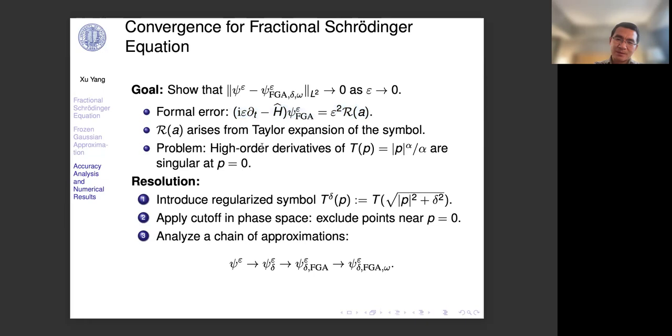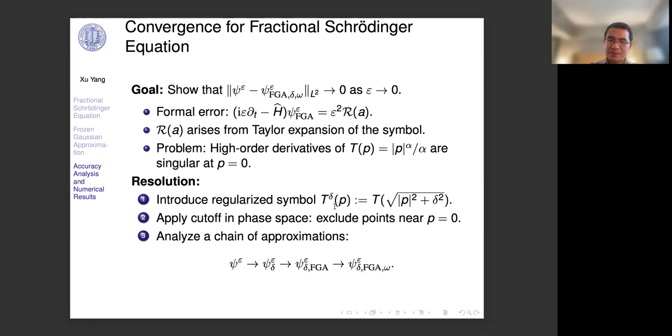However, the reason we have to do some more work is that we take higher order derivatives of this fractional Laplacian operator, and it has a singularity at p equals 0. For the standard one, when you take the gradient, that is p. But for the fractional one, you have the singularities; it's not p. So how can we estimate for the fractional Schrödinger equation?